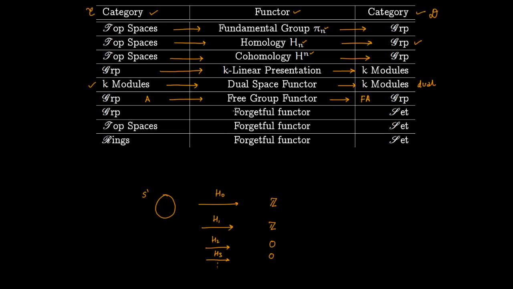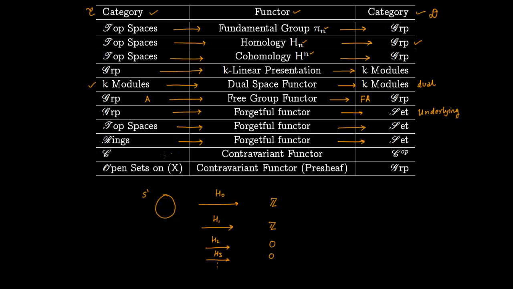And then there is a set of forgetful functors. It just takes spaces to underlying elements, takes groups to their underlying set. So this is the underlying set. It takes topological spaces to their underlying set. It takes rings to their underlying set.